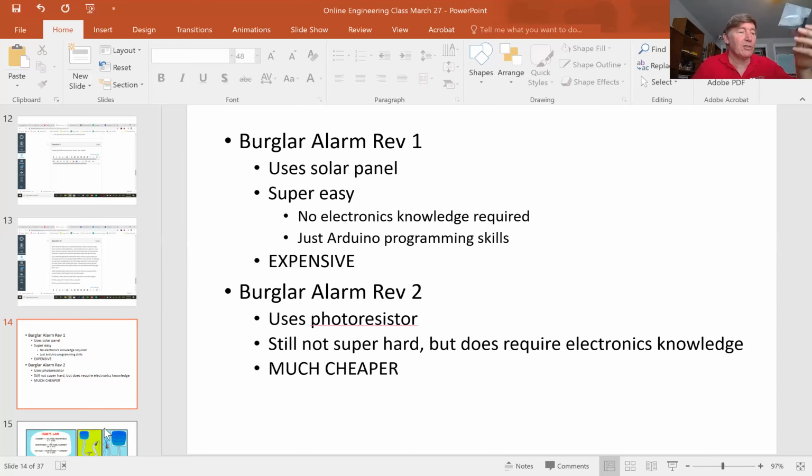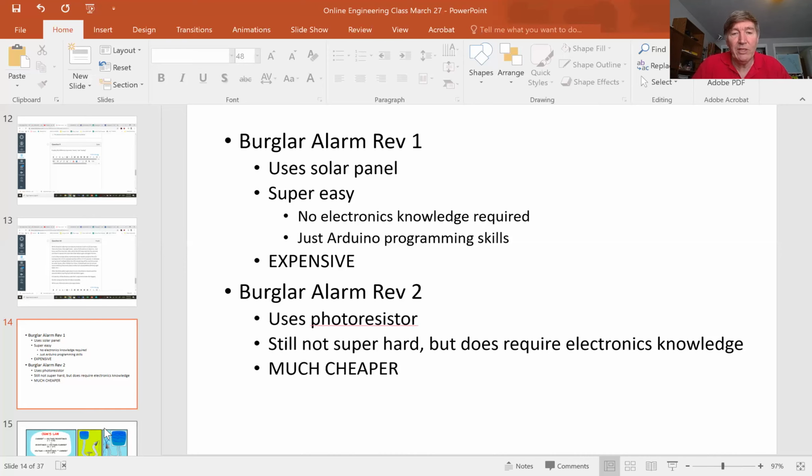Okay, so what my plan was prior to the coronavirus shutdown was that we're going to take our Rev1 burglar alarm, which uses this expensive solar panel, throw the expensive solar panel away, and replace it with this inexpensive photoresistor, but we can't do it unless we understand some electronics. So I'm still going to go with that plan, even though we may not be able to actually make the Rev2 burglar alarm at home, because I'm sure you don't have all of the equipment that you need. We're still going to design it, and the plan is that we're still going to hopefully understand how it works.